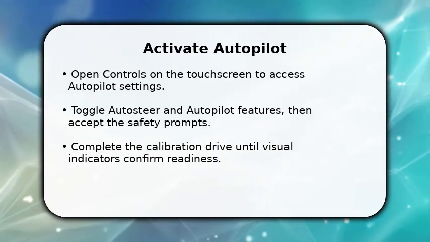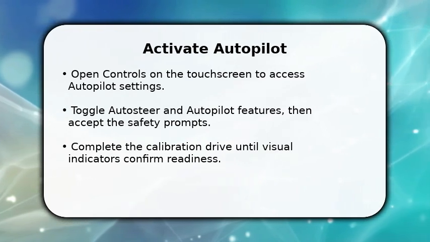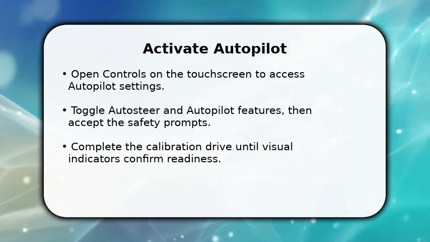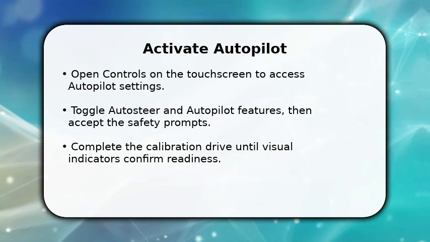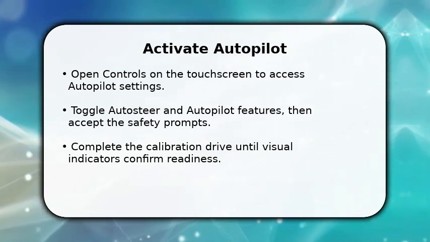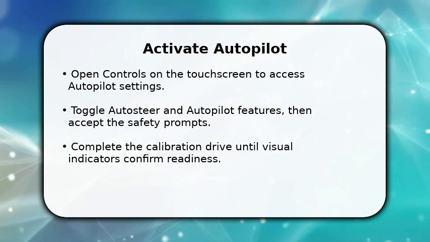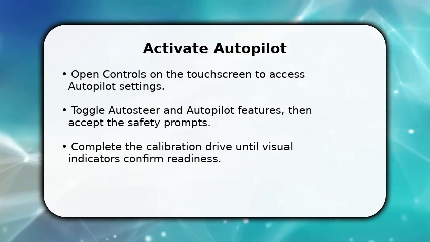In this video, I will show how to activate Autopilot on Tesla Model Y Juniper. Open Controls, tap Autopilot, toggle Auto Steer and Autopilot features, accept the safety prompts, and set your speed preferences.